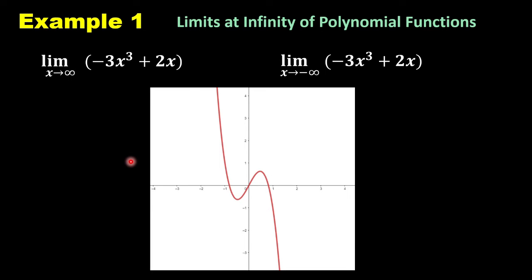Let us verify using its graph. This is the graph of negative 3x cubed plus 2x. As the value of x increases without bound, let us trace the graph. As the value of x increases without bound, the value of y decreases without bound. So the answer here is negative infinity. For this one, as x decreases without bound, let's look at the graph, the y value increases without bound. So this is positive infinity.